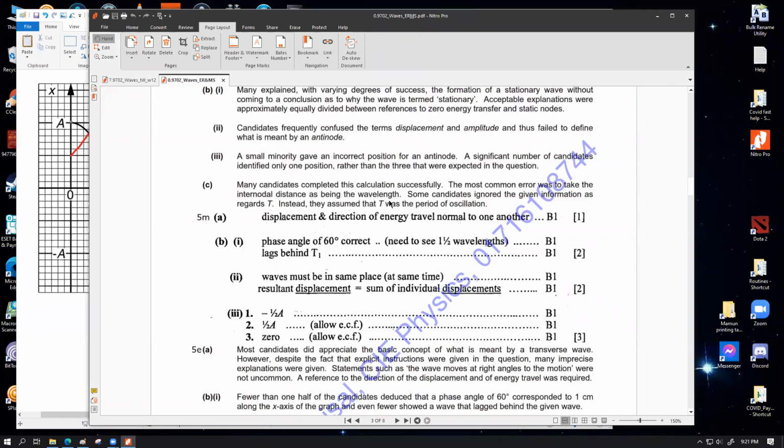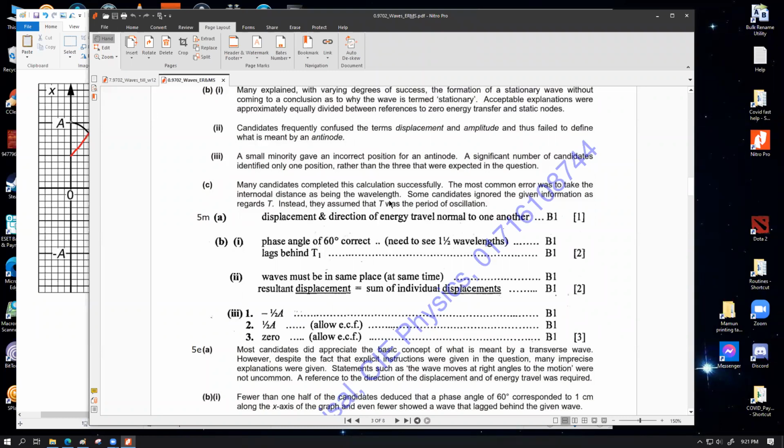The waves must be in the same position at the same time. Yes, sir. This is the important bit, because we are maintaining that the two waves must meet with each other. In that case, the resultant displacement is equal to the sum of the individual displacements.